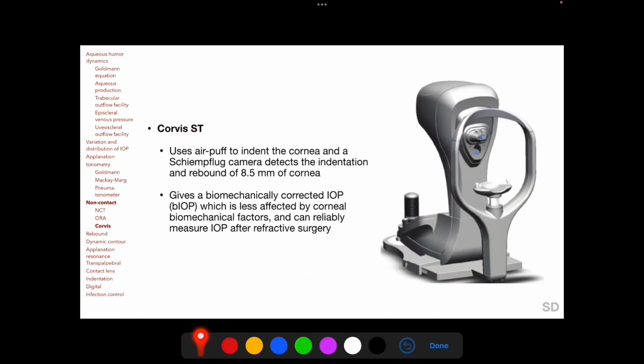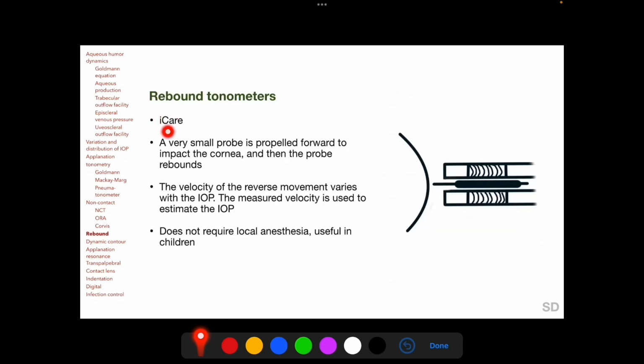The Corvis ST uses an air puff to indent the cornea, and a Scheimpflug camera detects indentation and rebound of 8.5 mm of cornea. The Corvis ST gives a biomechanically corrected intraocular pressure which is found to be less affected by corneal biomechanical factors and can reliably measure intraocular pressures after refractive surgery. We will be discussing more about corneal biomechanics in the section on cornea. The iCare tonometer has become quite popular and is a rebound tonometer.